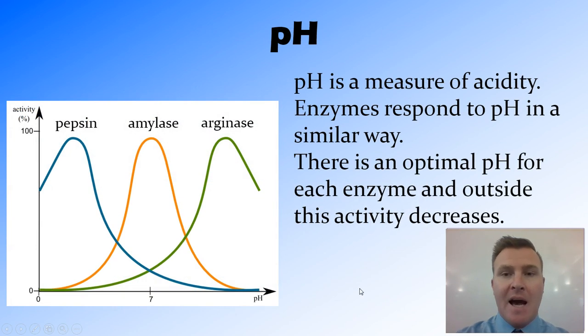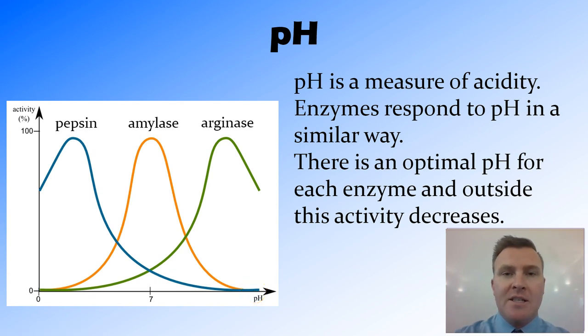Now we'll look at pH. pH, if you don't know, is a measure of how acidic or basic something is. Something with a low pH is very acidic. So down this end of the graph is acidic, up this end of the graph is alkaline.